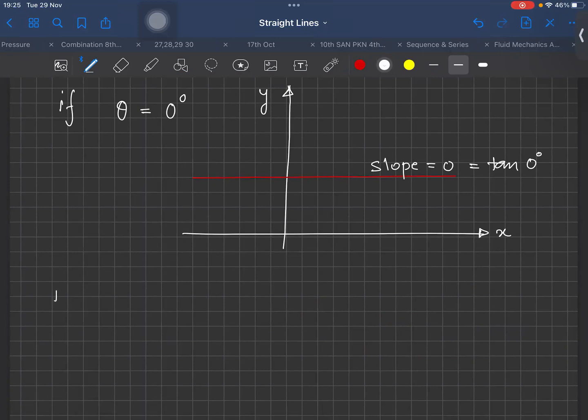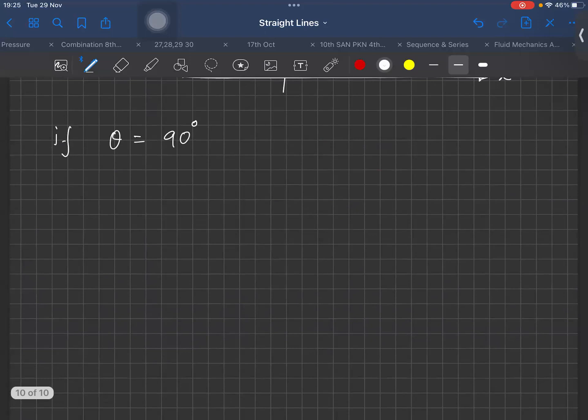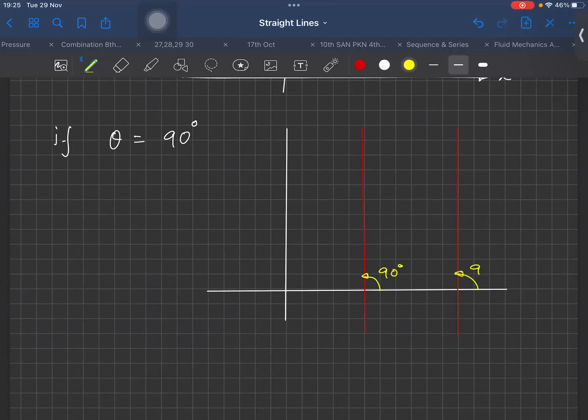What if theta is 90 degrees? If theta is 90 degrees, what happens? Slope is, we call it infinite slope. That means a line parallel to the y-axis. So these are all theta 90 degrees. Infinite slope.